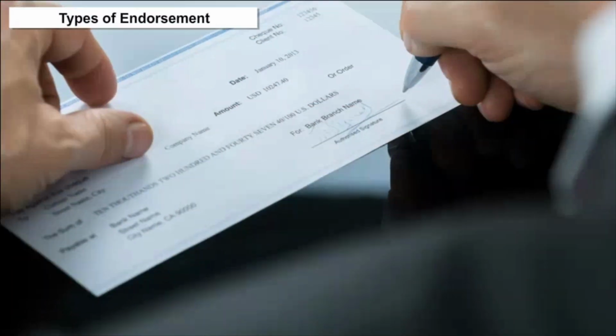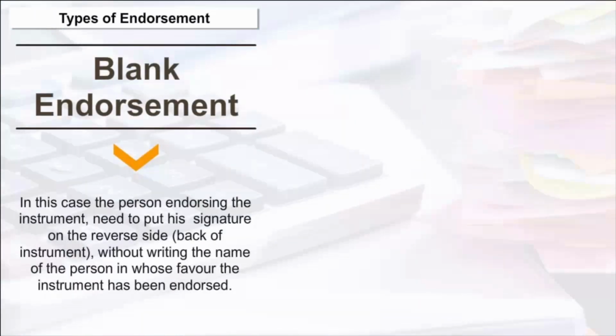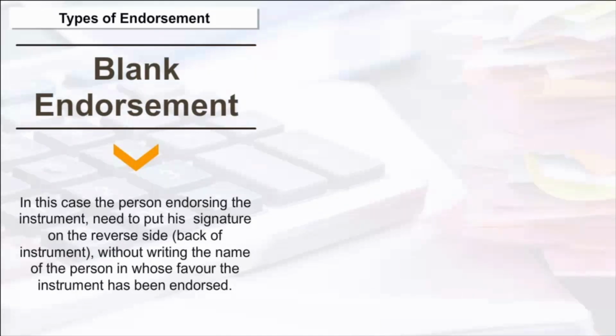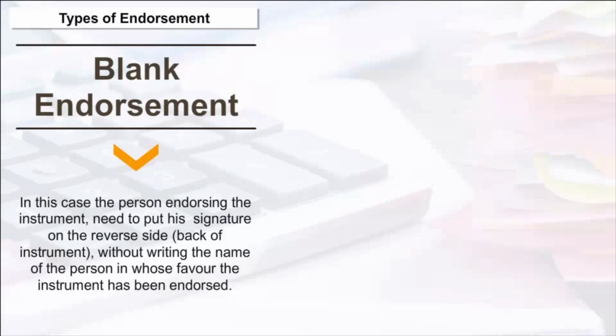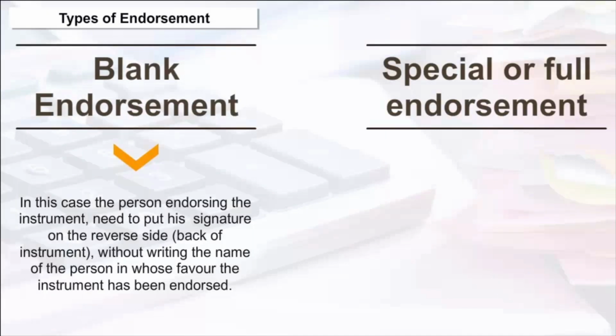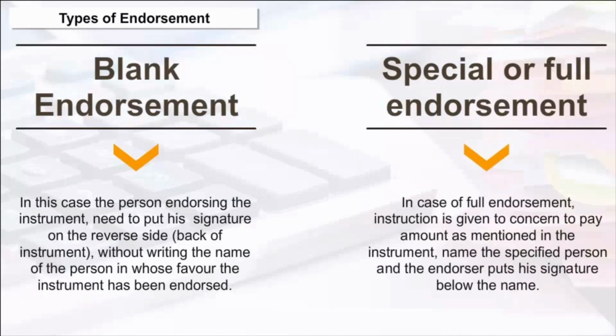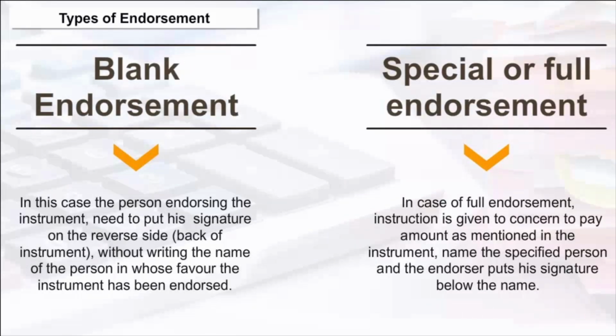Types of endorsement. 1. Blank endorsement. In this case, the person endorsing the instrument needs to put his signature on the reverse side, that is, the back of the instrument, without writing the name of the person in whose favor the instrument has been endorsed. 2. Special or full endorsement. In the case of full endorsement, instruction is given to pay the amount as mentioned in the instrument to the specified person named, and the endorser puts his signature below the name.